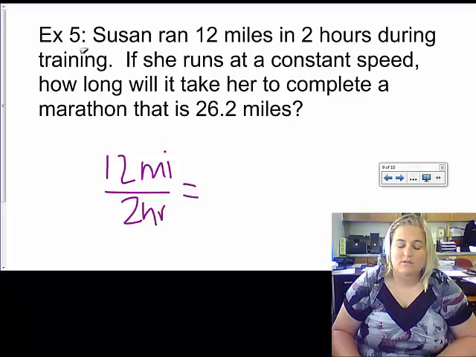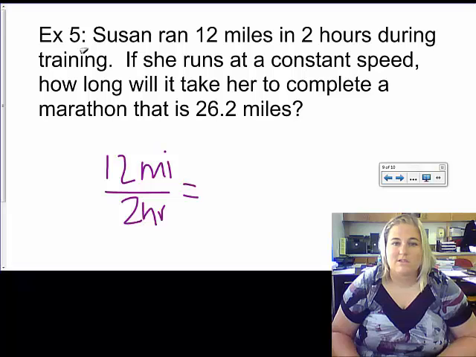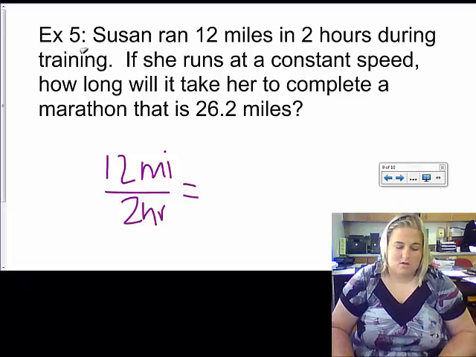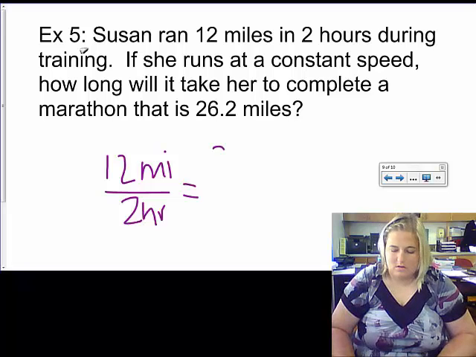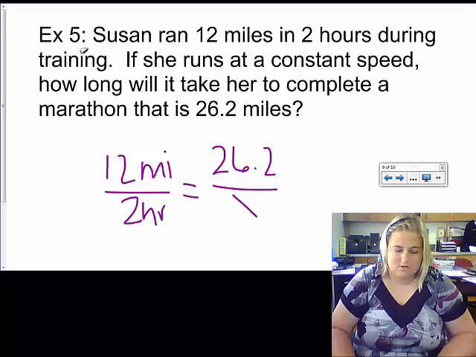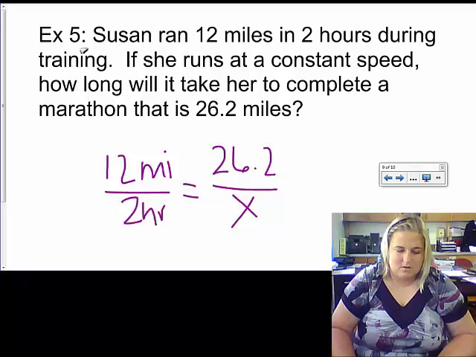Well, I want to put that in the same location as wherever it is over here. Miles is on top here, so I'm going to put the miles on top over here. If I mix those up, it will ruin my answer. So that's over x because we don't know how long. And at this point, I want you to go ahead and solve and figure out how long it's going to take to run that 26.2 miles.